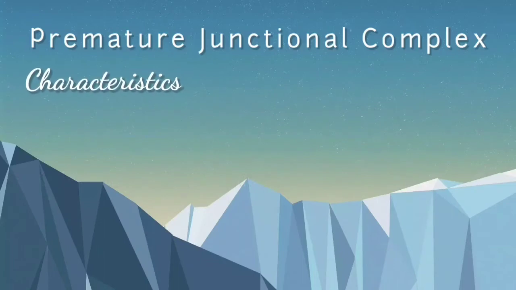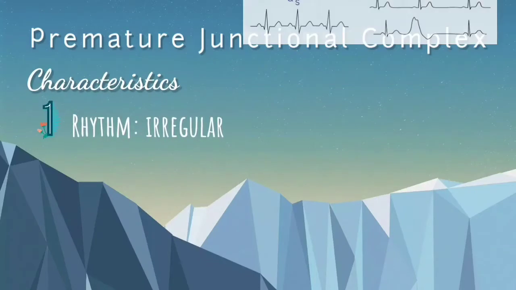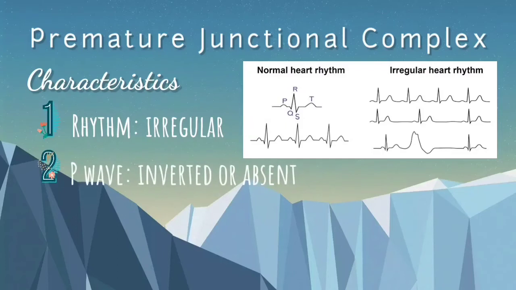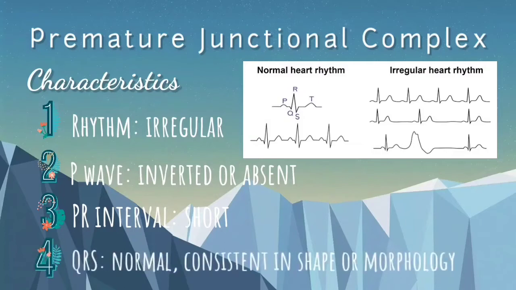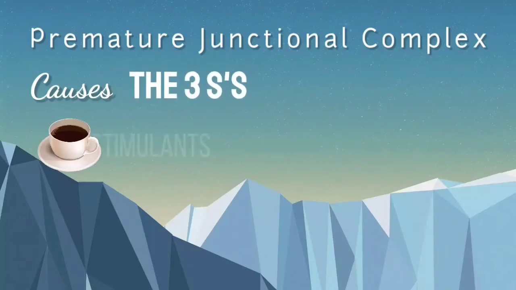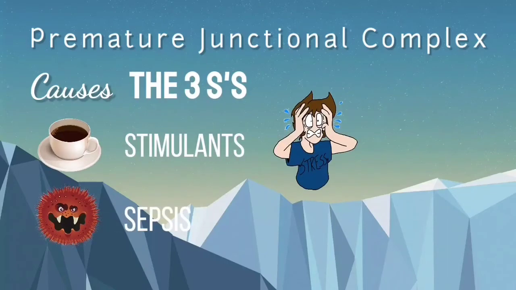The premature junctional complex may have any of these characteristics. Number 1 is that the rhythm is mostly irregular. Number 2, an inverted or absent P wave and a short PR interval. Whereas the QRS complex is usually normal and generally consistent in shape or morphology with other QRS complexes. The main causes of premature junctional complexes, and premature contractions in general, are the 3 S's: the stimulants, sepsis, and stress.